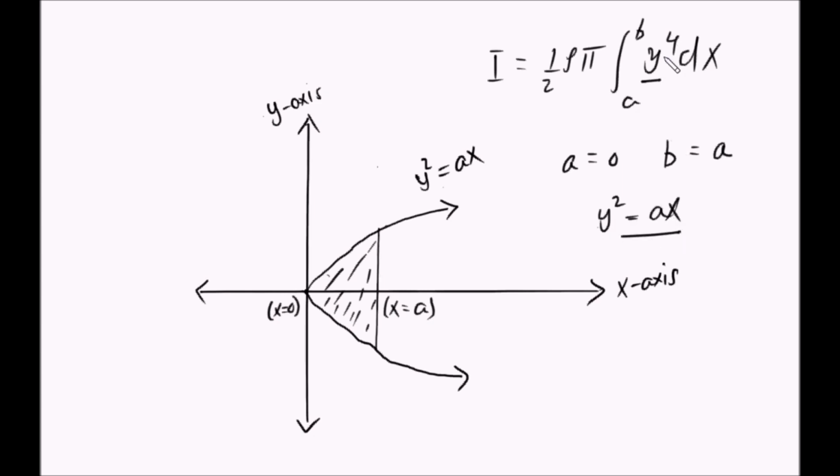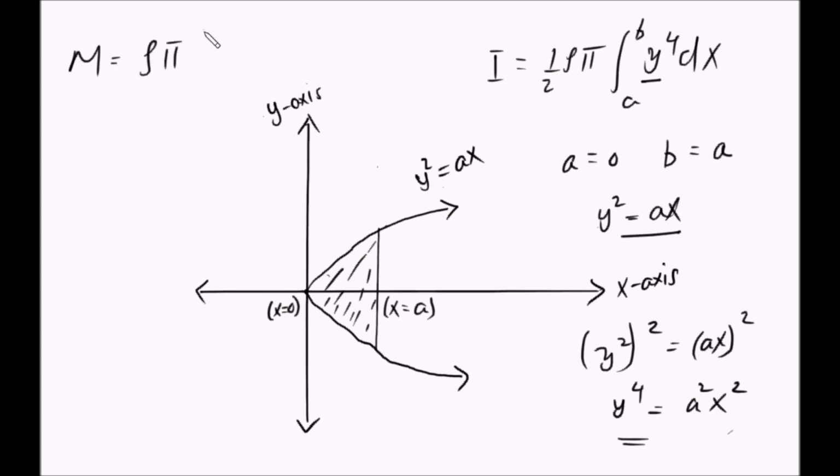So here in this moment of inertia formula we have y power 4. Therefore I will square both sides, and I will see that y power 4 is equal to a squared x squared. So this y power 4 is what we will put here. Now this y squared we will put into the mass formula, which we said is rho pi integral from a to b of y squared dx. So in the mass we put this y squared, in the moment of inertia we put this y power 4, and then the limits of integration are from 0 to a.